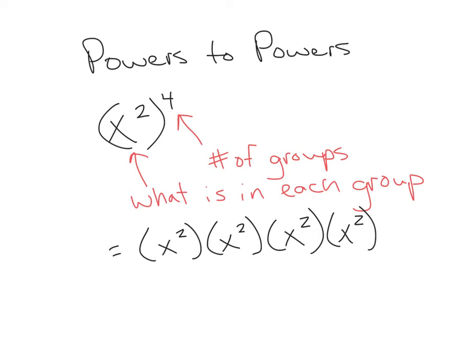Now, if you wanted to, you could write out all the x's, but at this point, that's not necessary. If you were to write out all those x's, you would end up with 8 of them, so your final answer is x to the 8th. So again, the exponent on the outside is how many groups you have, and what's in parentheses is what is in each group.